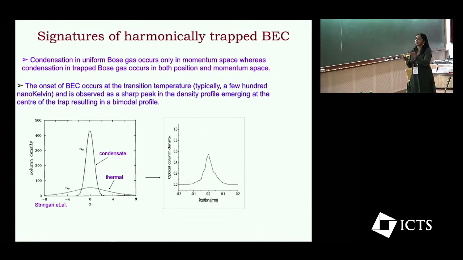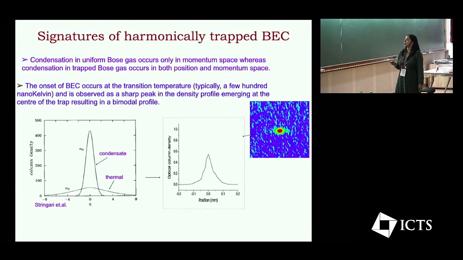This is the real signature of the onset of Bose-Einstein condensation in our experiment, which I did during my PhD at TIFR Mumbai. Here you can see a sharp peak due to the Bose-Einstein condensate and a broad thermal background. And you can see this highly dense feature at the center, which is the signature of the Bose-Einstein condensate.